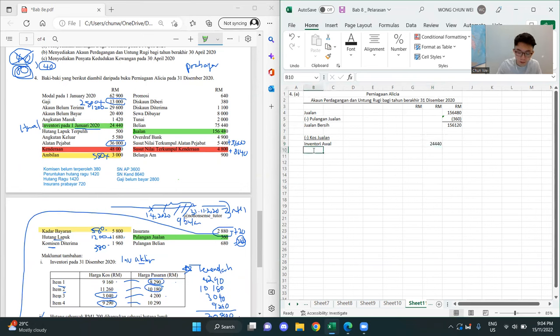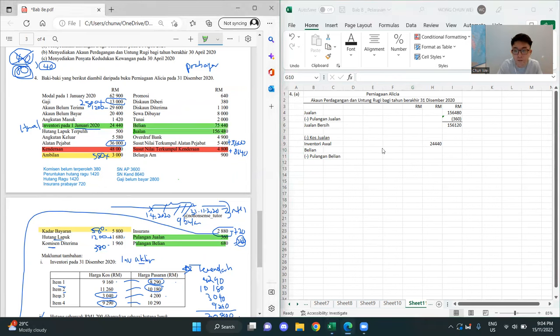The next will be your belian. After belian, you check, is there any pulangan belian? Yeah, there is a pulangan belian. So you minus pulangan belian. Here, just put your belian and your pulangan belian in this column, so that after you add and minus, the jumlah you can put into here. So that it looks more neat. Okay? So senang, systematic. So your belian is 75,440, and then your pulangan belian is 680.